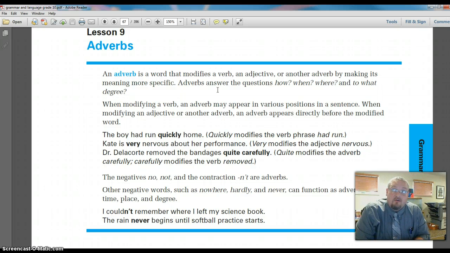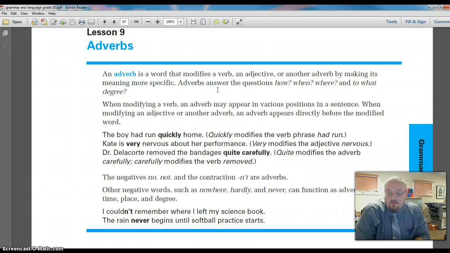Kate is very nervous about her performance. Very modifies the adjective nervous. Dr. Delacourt removed the bandages quite carefully. Quite modifies the adverb carefully. Carefully modifies the verb removed.